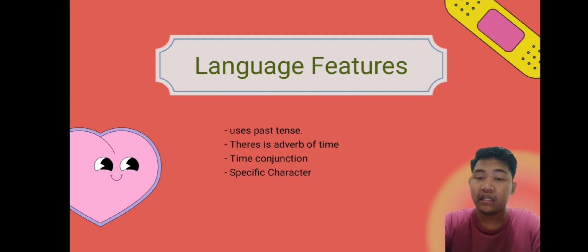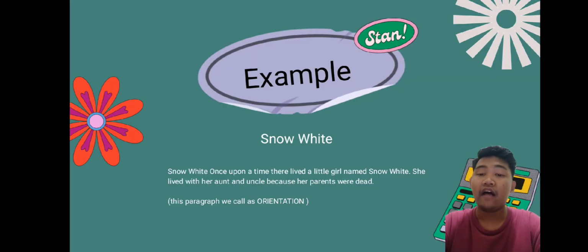And the last is specific character. Because this is narrative text, of course there is a specific or main actor or character in the story, like Snow White, Cinderella, Malin Kundang, and others. Next slide. After knowing the points of narrative text, let's check this example. We have the Snow White story here. Let's identify it paragraph by paragraph.